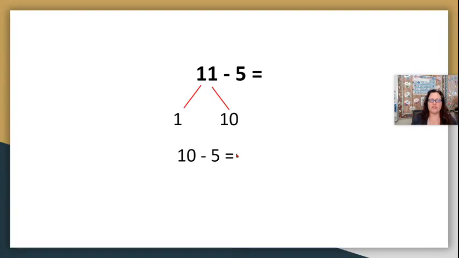Now I can do 10 minus 5. What's 10 minus 5? Show me with your fingers. 5. Good. And now I need to do what? Yes, don't forget that 1. So I'm going to take my 1 plus 5 equals 6. So 11 minus 5 is 6. Box your answer so that I can find it.